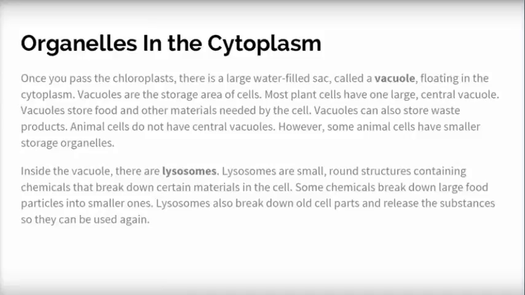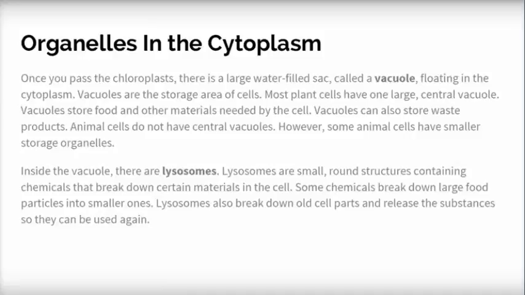Once you pass the chloroplast, there is a large water-filled sac called a vacuole floating in the cytoplasm. Vacuoles are the storage areas of the cell. Most plant cells have one large central vacuole. Vacuoles store food and other materials needed by the cell. Vacuoles can also store waste products. Animal cells do not have a central vacuole. However, some animal cells have smaller storage organelles.